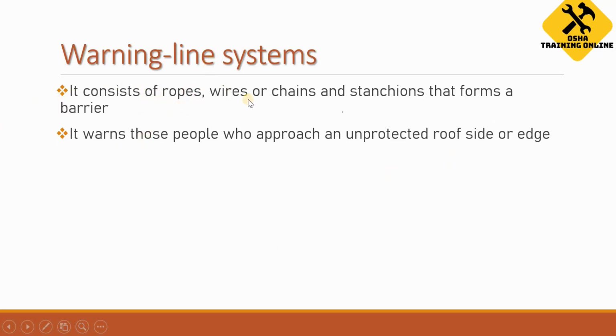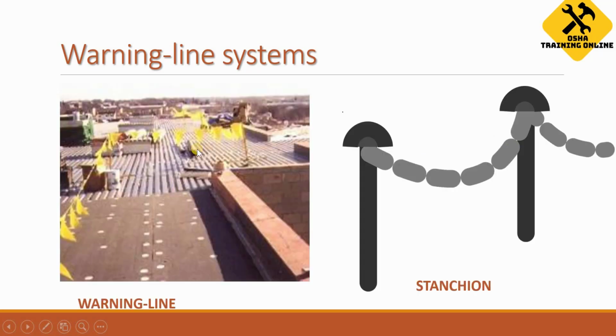It consists of ropes, wires or chains and stanchions that form a barrier. It warns those people who approach an unprotected roof side or edge. So let's see in the next slide. This is basically a warning line system. There is some construction work going on the roof.